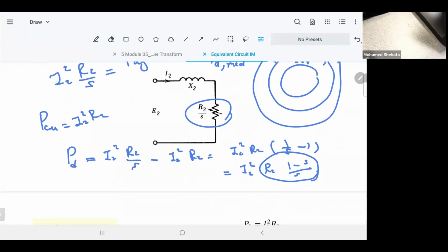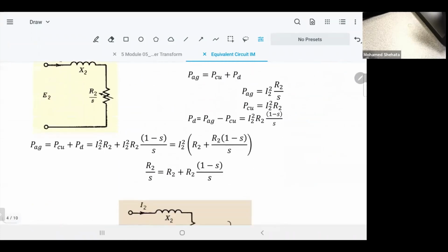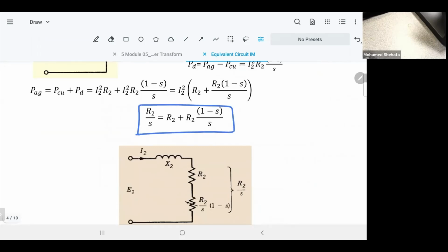So R2 over S is now going to split into two. R2 over S is equal to R2 plus R2 times (1 minus S) over S. If you don't believe me, take R2 as the common factor, and then you have 1 over S, and we can write S over S to have a common denominator. So you have S plus 1 minus S, which cancels to give R2 over S. So I split R2 over S into R2 plus the rest, which is R2 over S times (1 minus S).